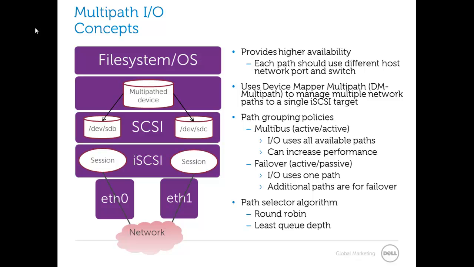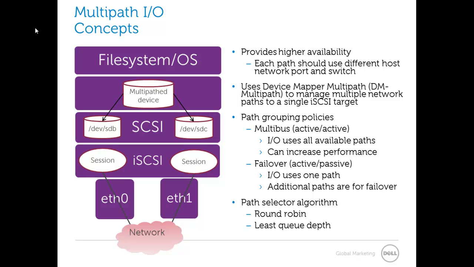Since this server has multiple paths to the volume, the paths can be grouped into one of two policies: multibus, active-active, or failover, active-passive. With multibus, I/O is sent down all available paths, which in some cases increases performance. With failover, only one I/O path is used, and the other available paths are used for failover in case of a failure. A path selector algorithm, round robin or least queue depth, can be set up in the multipath.conf file.